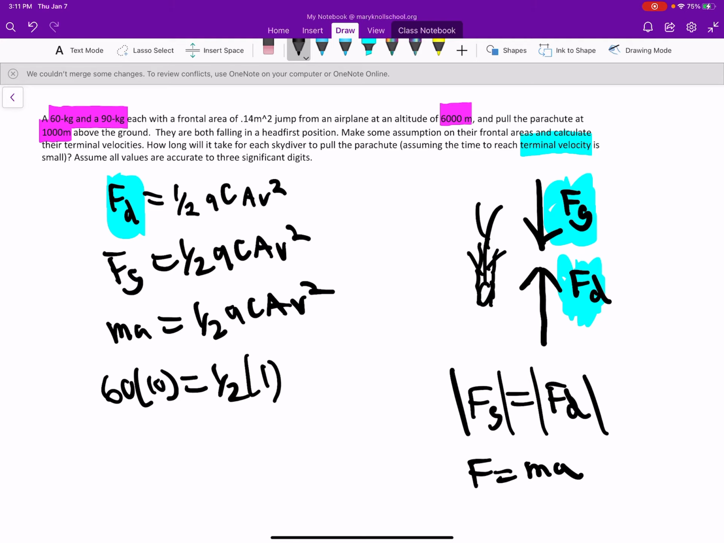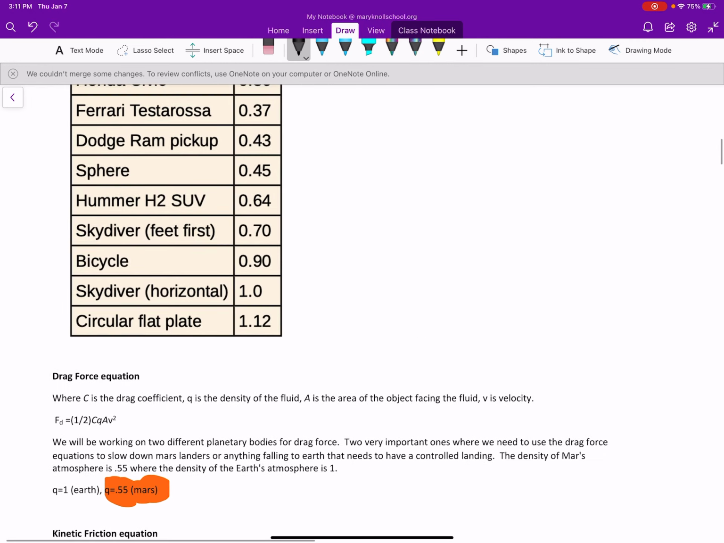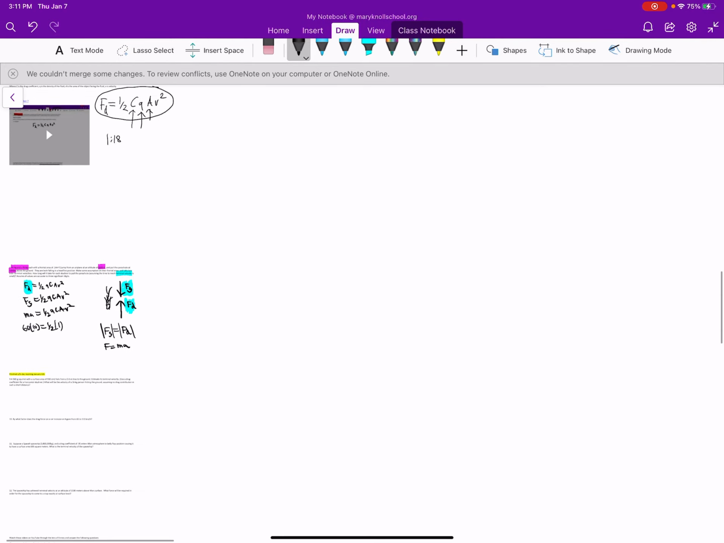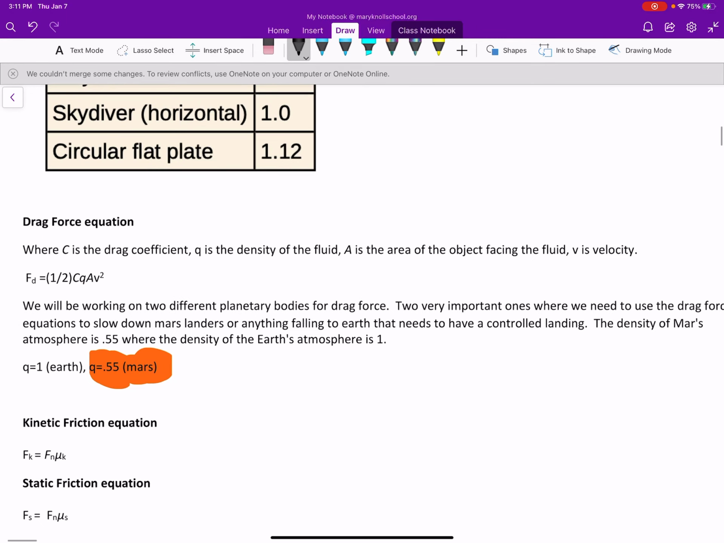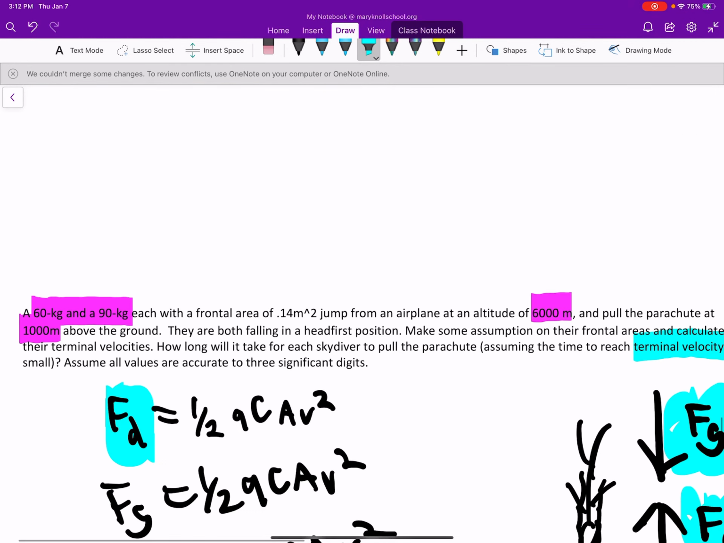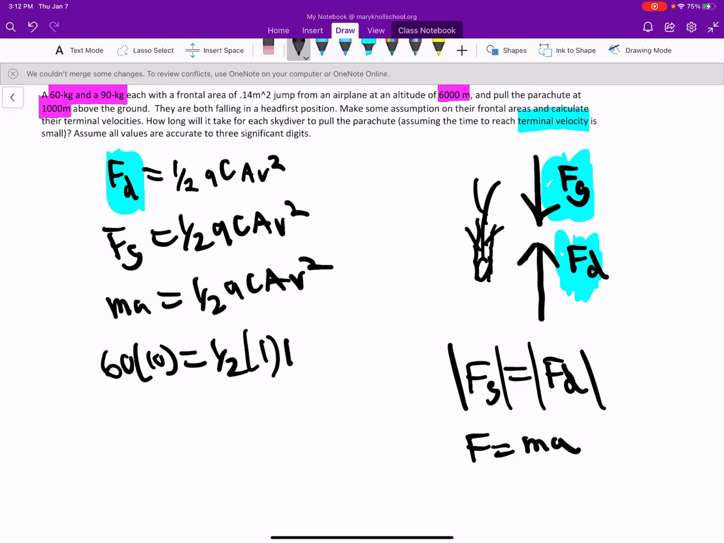And we know that just from looking up this Q value up here. So we can see that it's 1 on Earth and 0.55 on Mars. And then here, I'm going to show you. So it says right here that Q is the density of the fluid. So right there. So make a guess on what the density of that fluid would be. Yeah, it would be much higher than 1. Okay, so let's go ahead and look here again. And we get 1. Now we need to look up this C value.